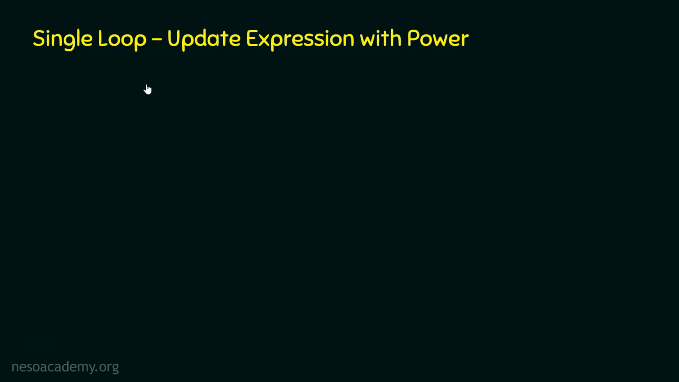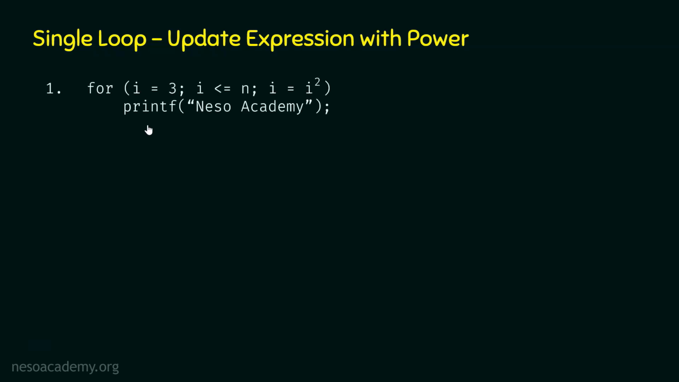Let's now understand how to find the time complexity of single loops where in the update expression the variable is raised to the power some constant. Let's say this is the for loop, and in this for loop we can observe variable I is initialized to 3. This is the initialization statement. After this, the conditional statement is I less than or equal to n. Then the update expression is I equal to I square. This should be the focus of this loop, I equal to I square.